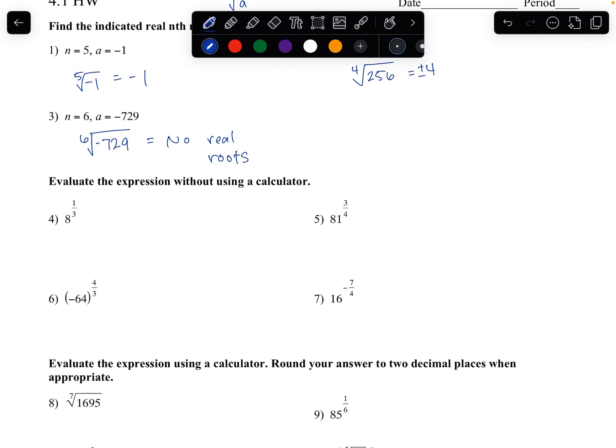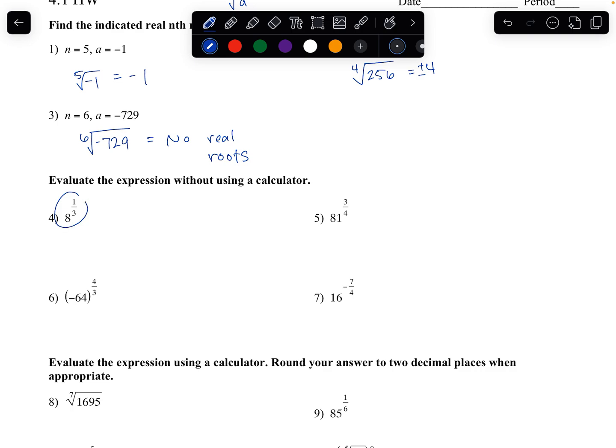All right, next, evaluate the expression without using a calculator. Cool. So right here we have 8 to the power of 1/3, which is equivalent to the third root of 8. So this is converting between a rational exponent and a radical, but these are equivalent expressions. They mean the same thing. So this just means, what number multiplied by itself 3 times over is going to give you 8, and that's going to be 2. 2 times 2 times 2 is 8, so that should be our answer there.